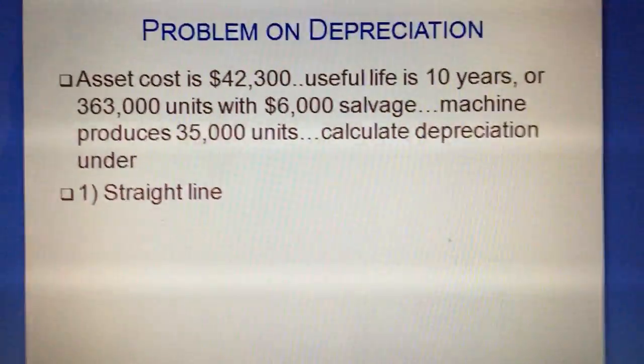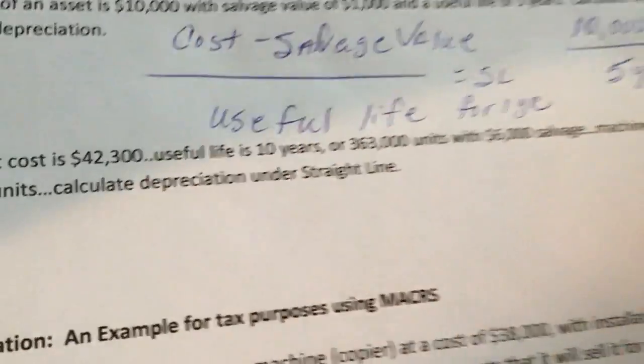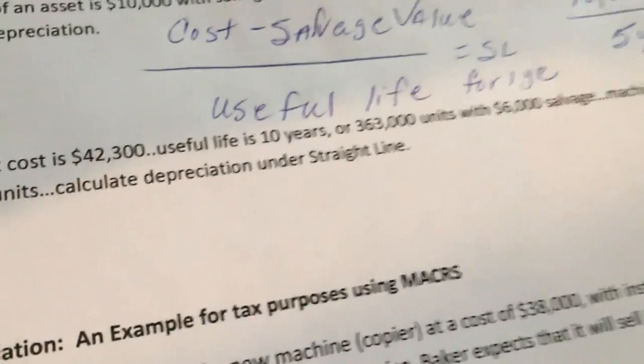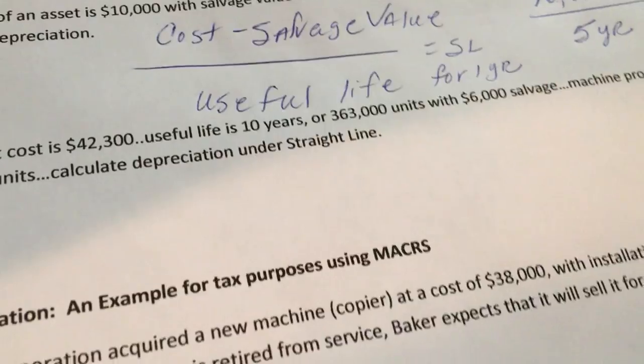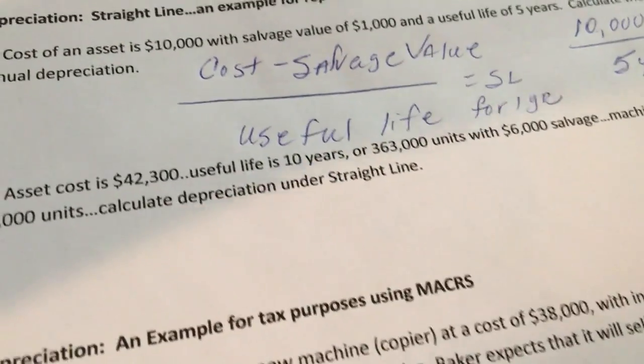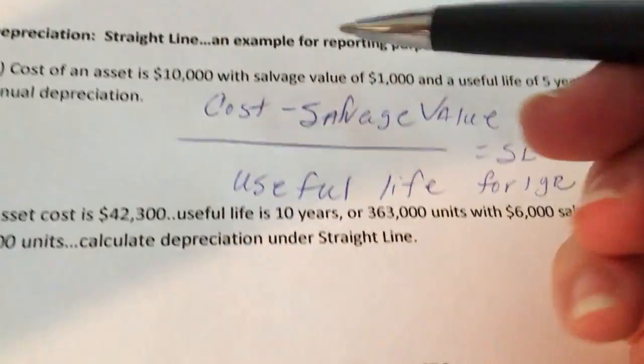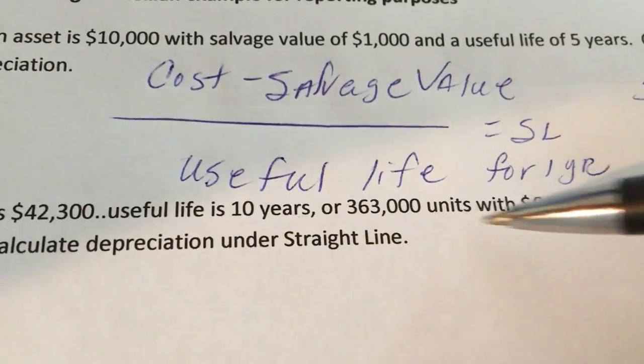Now, let's take another example. So here's the second example. Come down here. Now in this one, we have an asset that cost $42,300. We have a useful life of 10 years.